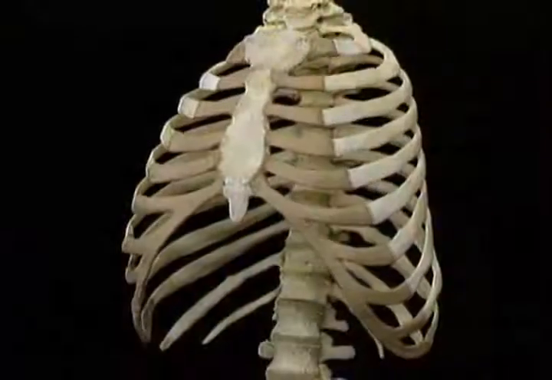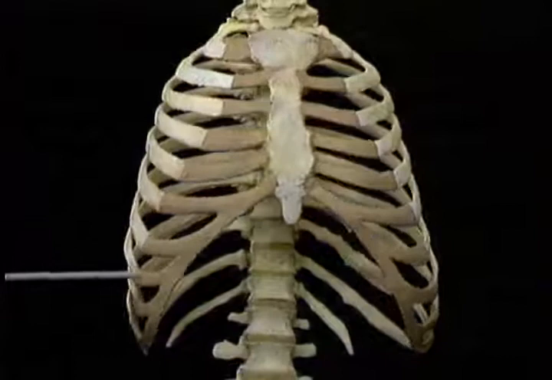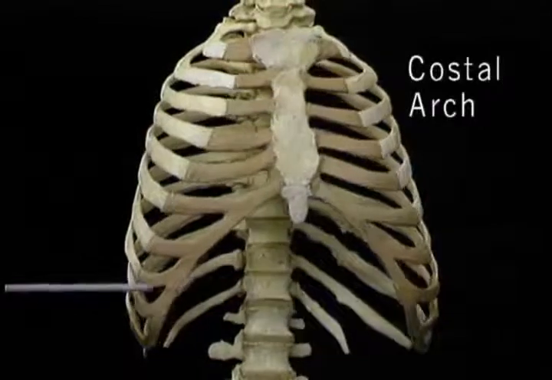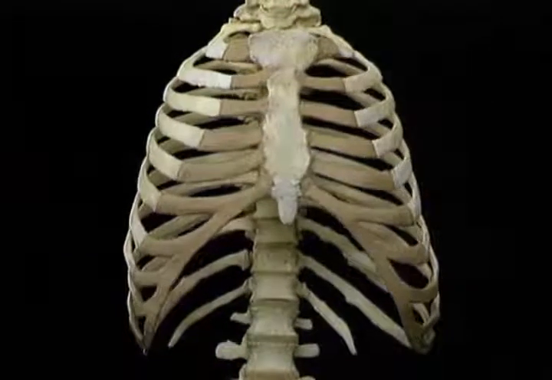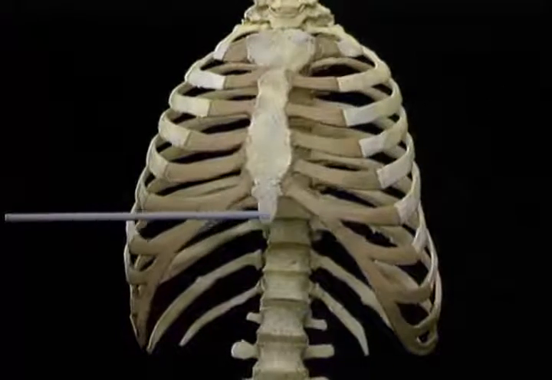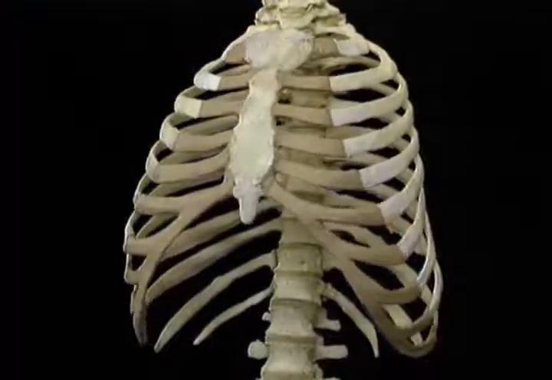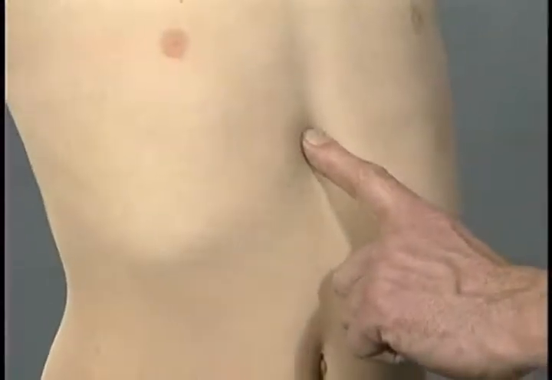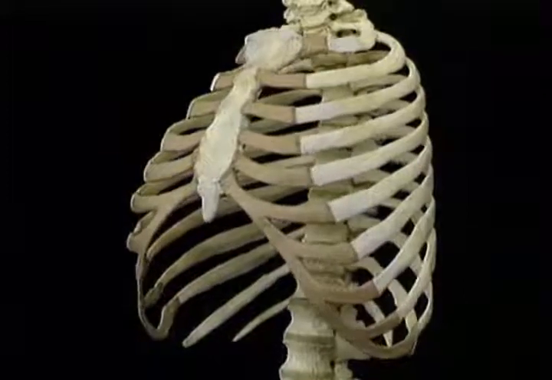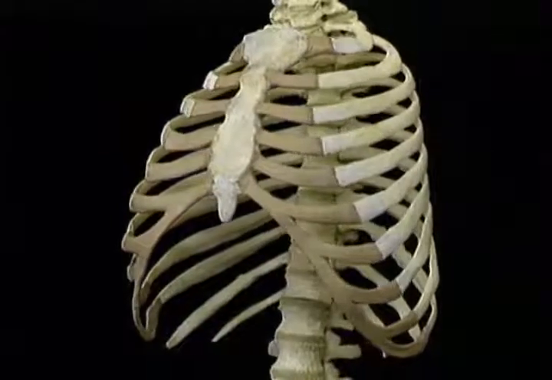These are the costochondral junctions, where the cartilages join the ribs. The lowest 4 costal cartilages, the 7th, 8th, 9th, and 10th, join onto one another in series, forming the costal arch. The angle between the 2 costal arches is called the infrasternal angle. The xiphoid process projects downwards in the infrasternal angle, where it can easily be palpated. The 11th and 12th ribs aren't attached to the costal arch. Since they're not linked to the sternum, they're called floating ribs.